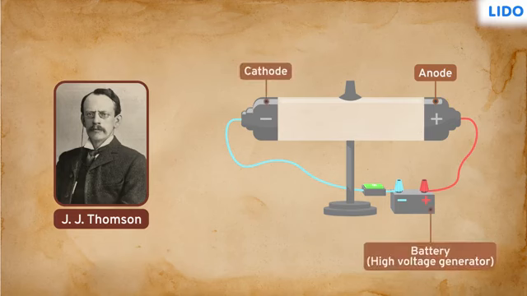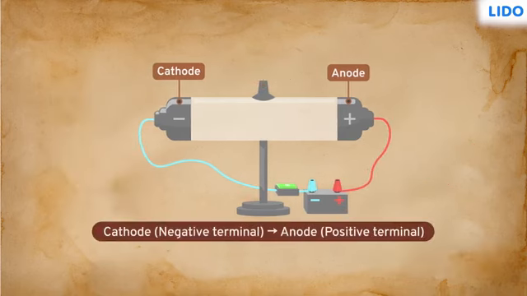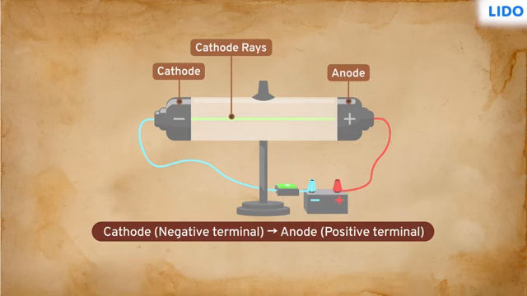The battery was used to produce high voltage inside the tube. A vacuum was created between the two plates to reduce the pressure inside the tube. When a high voltage was applied between the two electrodes, he observed a greenish-yellow fluorescence. These are cathode rays, which travel from the cathode terminal to the anode terminal.